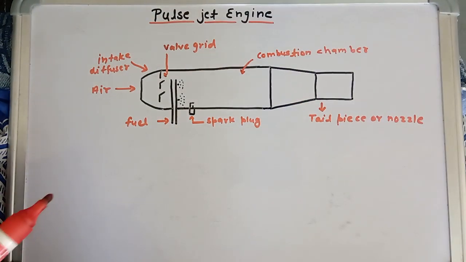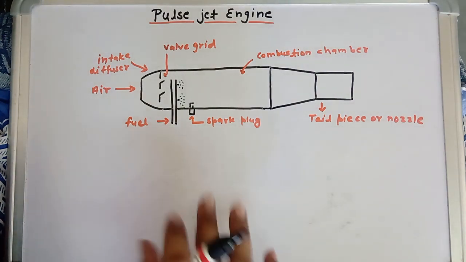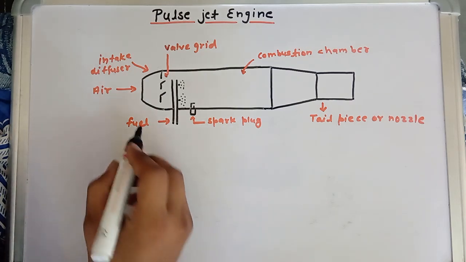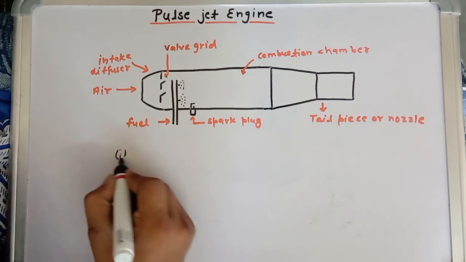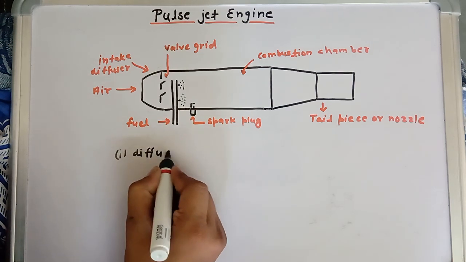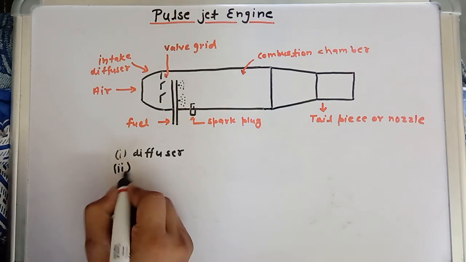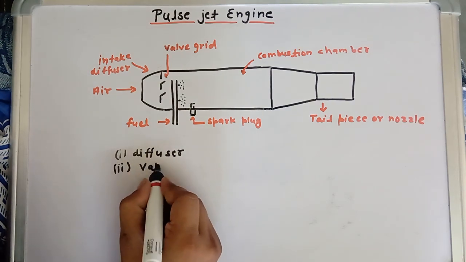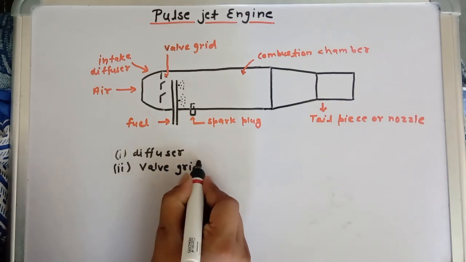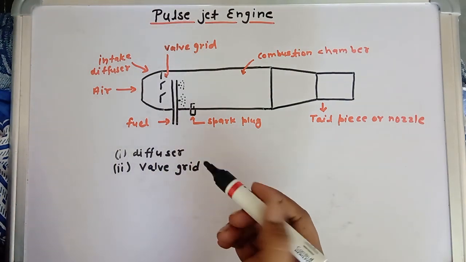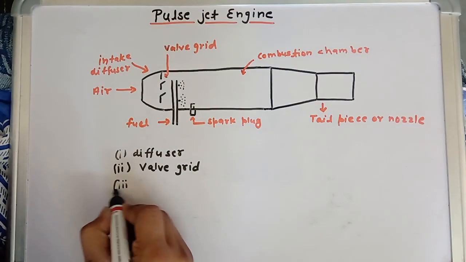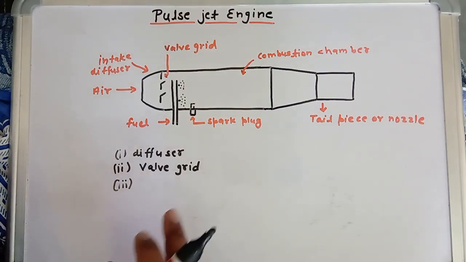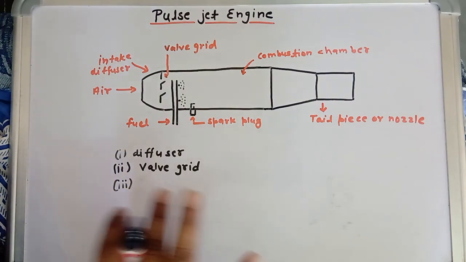The main important parts of the Pulsejet engine we can write here, so that it becomes easy to remember all the parts. The first one is the diffuser, the second one is the valve grid, which contains springs that close on their own spring pressure. And why do we use the valve grid here? Because it can allow or stop air flow in the combustion chamber.